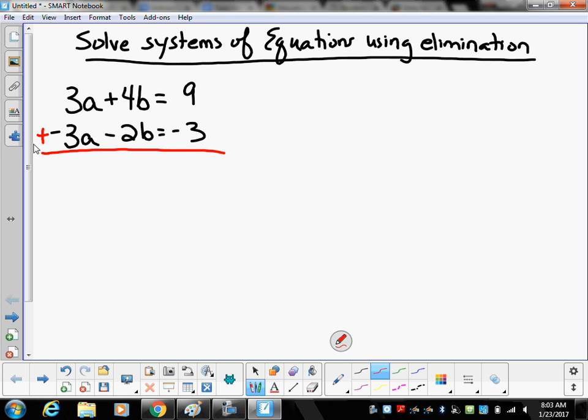Here we go. If I add these together, what is 3a plus a negative 3a? 0. It's gone. So what we did is we eliminated the a, and that was the goal, to eliminate one of the variables. So the next, 4b plus a negative 2b is what? Positive 2b, because that's a subtraction. And then what's 9 plus a negative 3? Remember, plus a negative is the same thing as a subtraction. So that would be a 6.